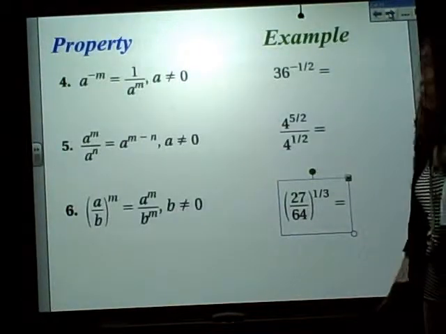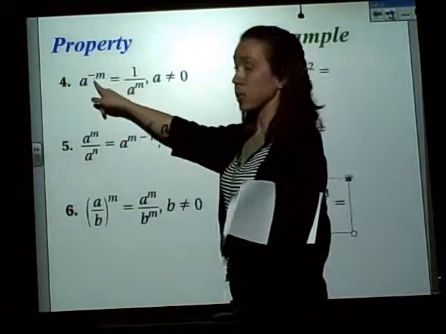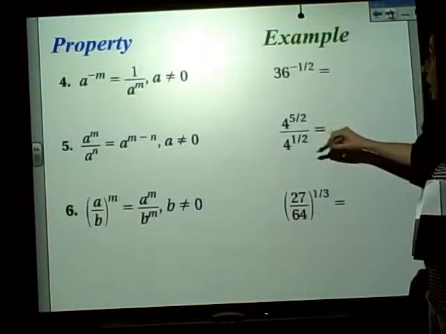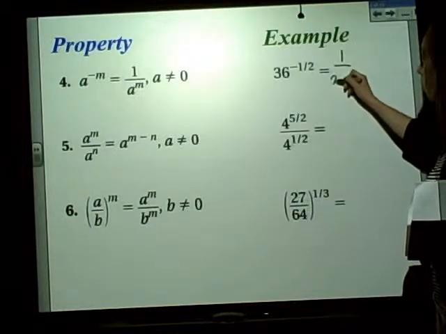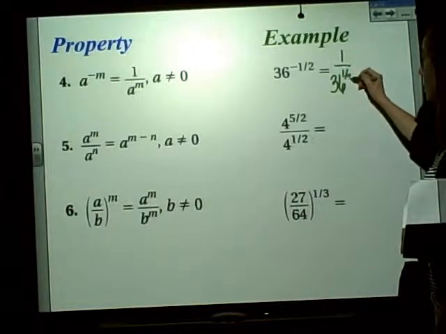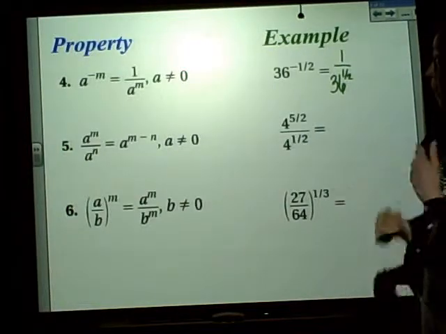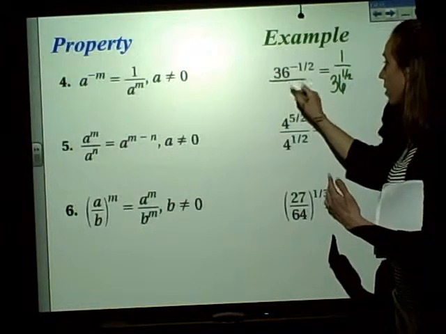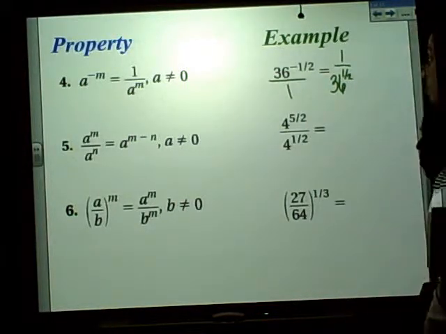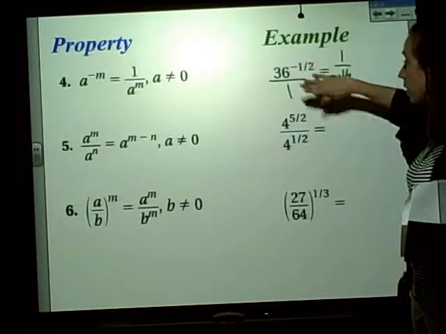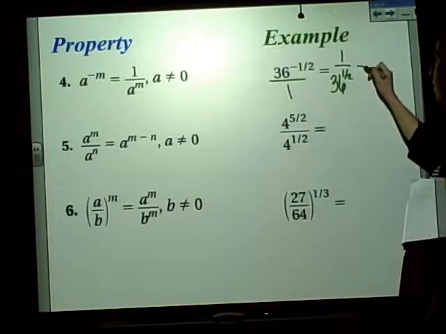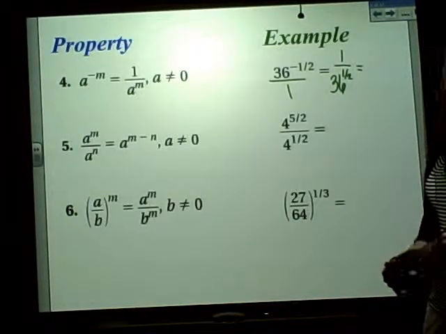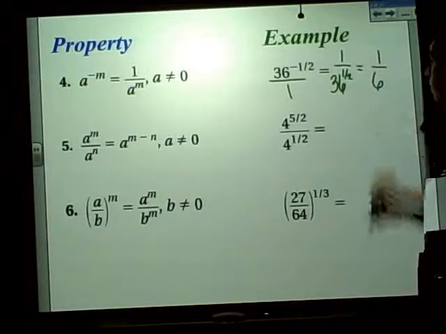We have 3 more properties to go through. If we have a negative exponent, that moves to the bottom. So here we have 36 to the negative 1/2. That becomes 1 over 36 to the positive 1/2 when it moves to the bottom, or it goes over 1. So right now this is 36 to the negative 1/2. I can always put that over 1, any whole number like that. I actually flip that fraction to make it positive, and then I know that 36 to the 1/2 power is the same as the square root of 36, which is 6.